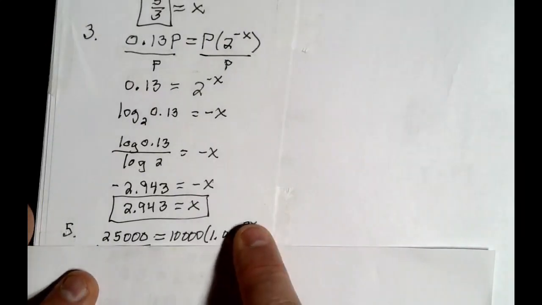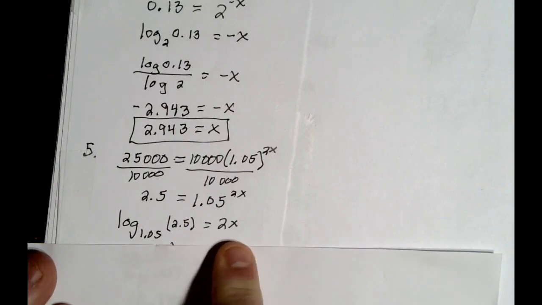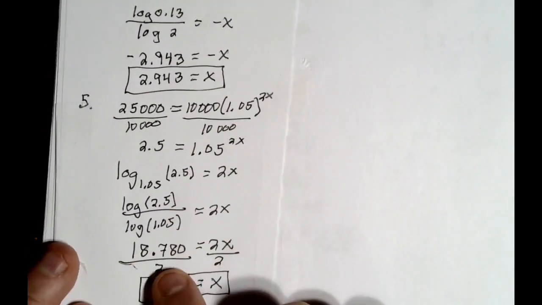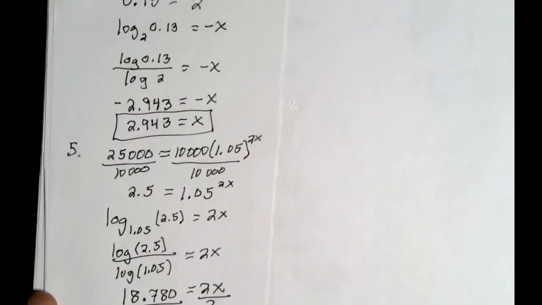Number 5, you start out with this guy. Okay. And you want this to an exponent all by itself, so divide by 10,000. And so then you immediately have something to an exponent equals a number. You're ready to write it out as a log. So log base 1.05 of 2.5 equals the exponent 2x. Okay, we use the change of base to write it this way. Allows us to calculate the number. Then we divide by 2 and we get our answer.